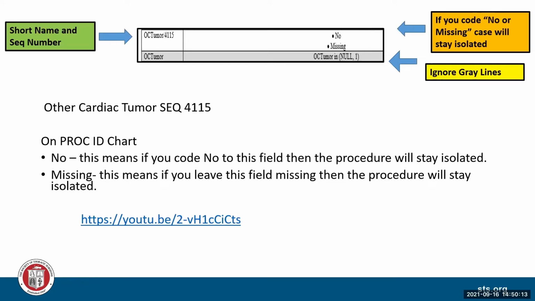If you code no or missing, it's going to stay in the isolated case. So that's what that means, no or missing. So if you code no, it stays isolated. So there was no tumor. Or if you don't answer the question, it's going to stay isolated.